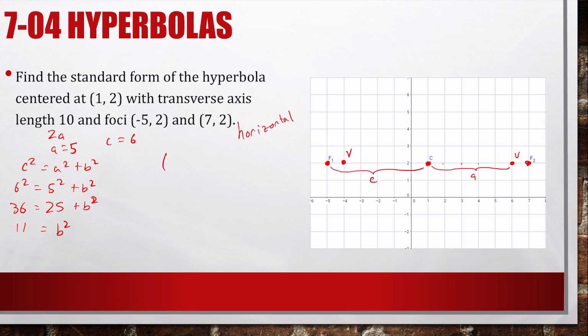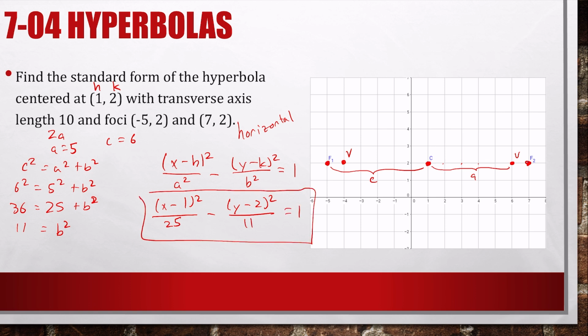Since it's horizontal, the x comes first, so it's (x minus h) squared over a squared minus (y minus k) squared over b squared equals 1. All right, what's h? The center is (h, k), therefore h is 1. a squared is 25. k is 2. b squared is 11. Equals 1.